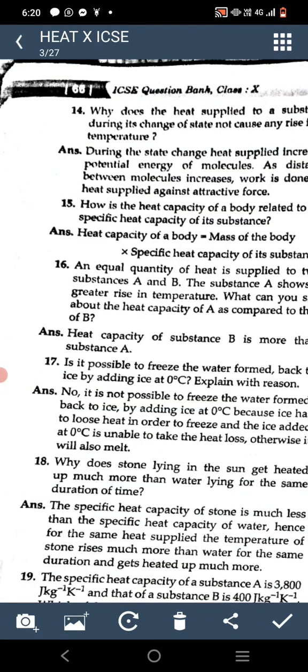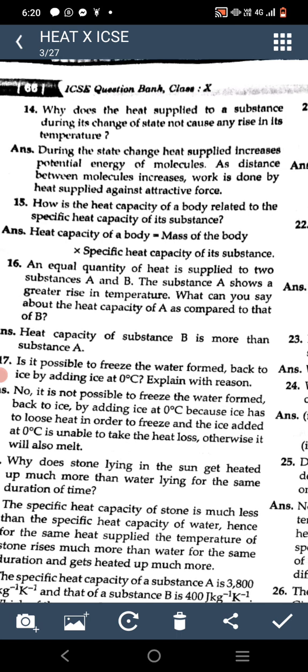So these are the important questions. What happens to the heat supplied to a substance during a change of state? A change of state does not cause any rise in temperature. During the change of state, the heat supplied increases the potential energy of the molecules, as the distance between molecules increases and work is done by the heat supplied against the attractive force.